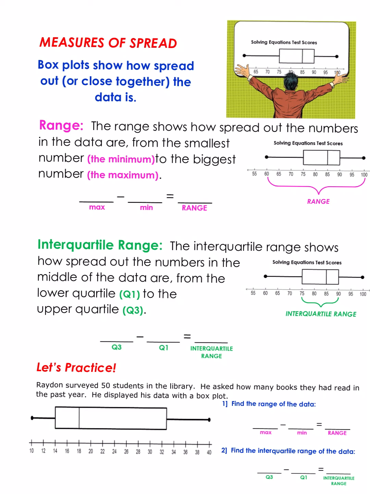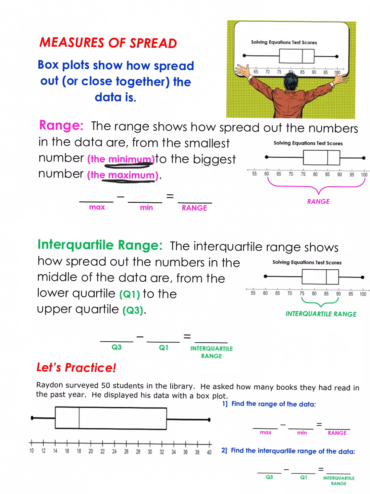All right, in this video, we're going to be talking about measures of spread. We're still going to be using box plots, and we're going to talk about range. Remember, the range shows how spread out the numbers in the data are. So basically what we do is take the smallest number, which is the minimum, to the biggest number, which is the maximum. We're going to subtract them.